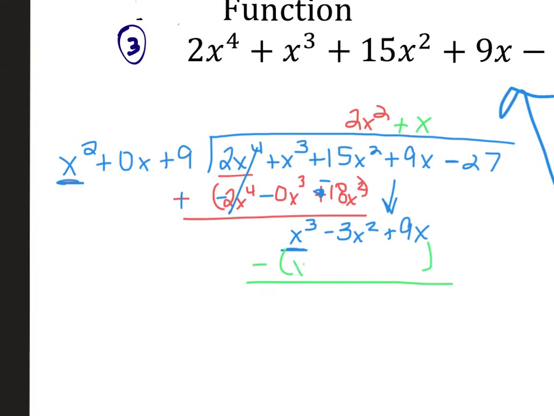x times x squared is x cubed. x times 0x is 0x squared. Doesn't matter what sign you put. And then x times 9 is plus 9x. So now let's get everything distributed.